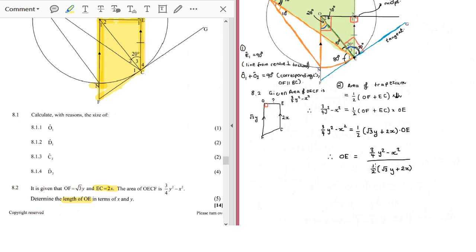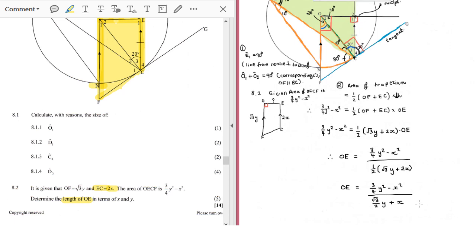Okay, we can now distribute this half into the bracket over here, like that. So if we do that, we will have that OE is equal to 3 over 4 y squared minus x squared divided by the root of 3 over 2 y plus, well, a half times 2 is going to be 1, so just plus x.